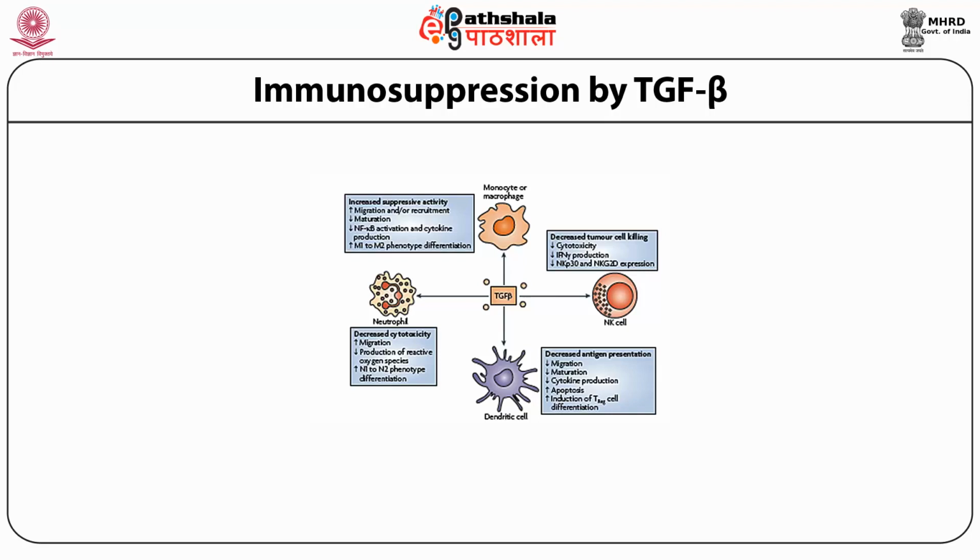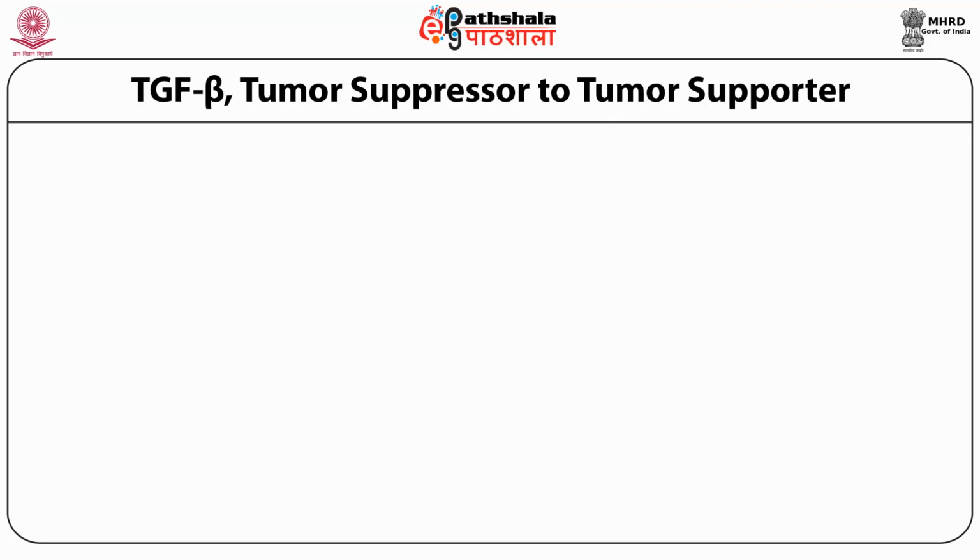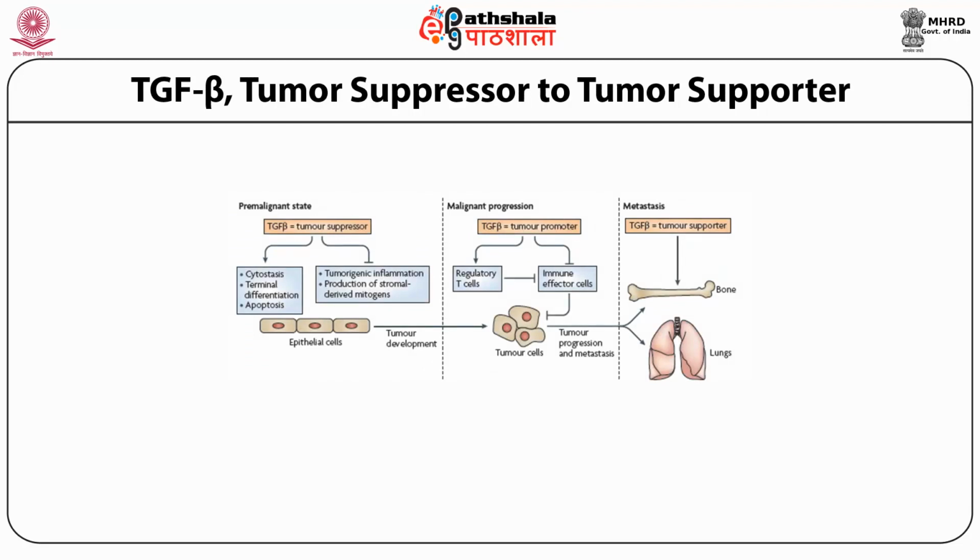This cytokine is the most potential cytokine for cancer therapy. However, it has a dual nature. As I told you in the earlier slide, TGF-beta is the most important cytokine and it has a dual nature. It can act as a tumor suppressor to tumor supporter. Transforming growth factor beta type 1 is a ubiquitous cytokine. What it does, it has the ability to inhibit epithelial cell proliferation during the tumor progression.